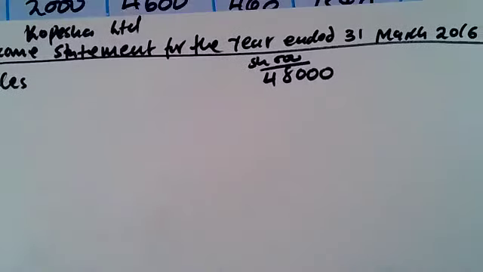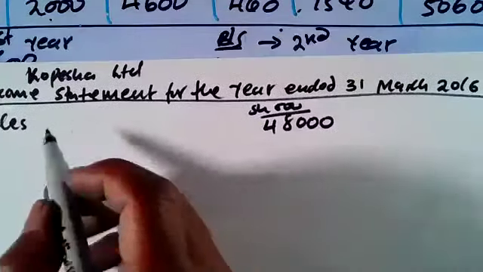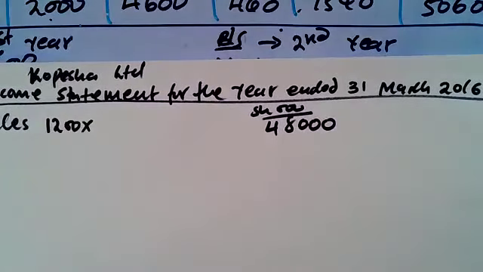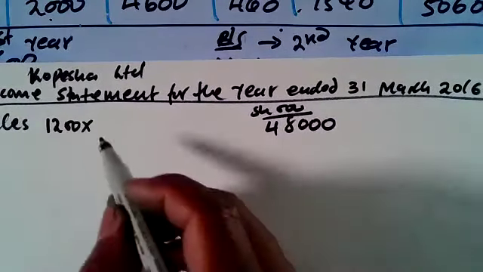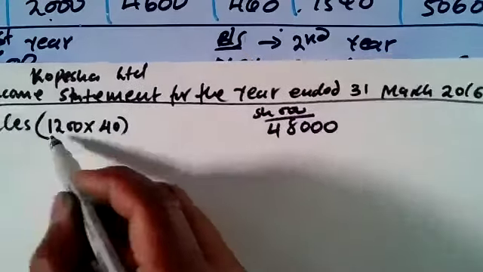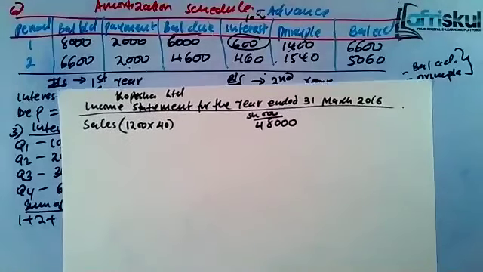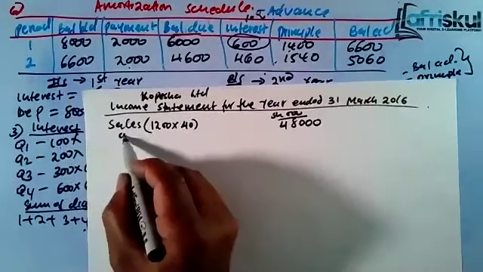So kwa hivyo ukitaka kujua sales, you just take the 1,200 units, you multiply by the cash price, and the cash price was 40,000. That's how you get the sales. So hiyo ni point nilisema. Now let's go to the cost of sales.